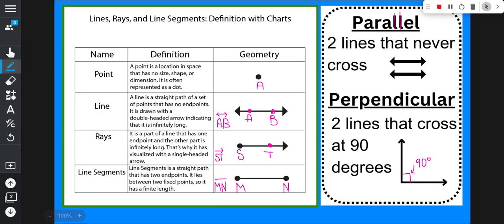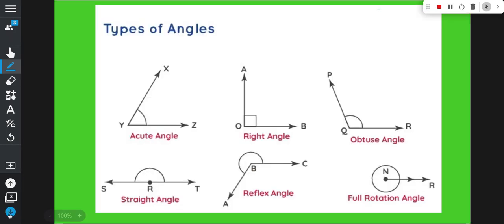If the lines could cross or touch if we extended them, then it is not parallel. If the lines cross but it's not 90 degrees, we call that intersecting lines. It has to be 90 degrees in order to be perpendicular. All right, moving on to our next concept. Angles and angle types. The top ones are probably our most common, especially in third grade, but the bottom ones are going to be ones you need to know too. So be ready for these.